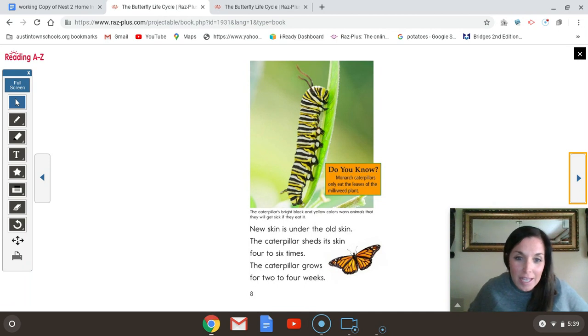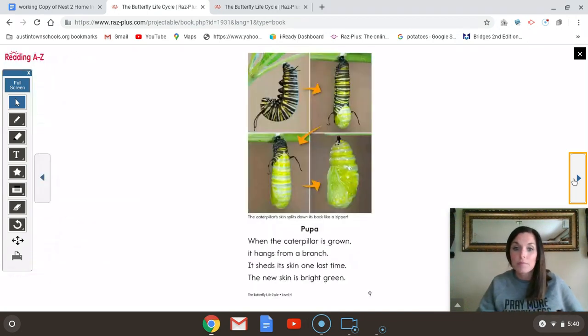So this says the caterpillar's black and yellow colors warn animals that they will get sick if they eat it. How about that? So these colors warn animals, don't eat me, it will make you sick.